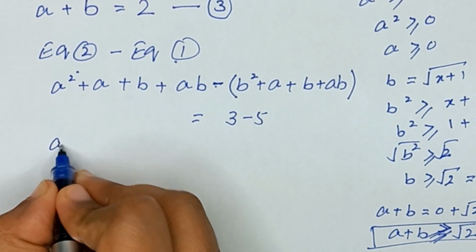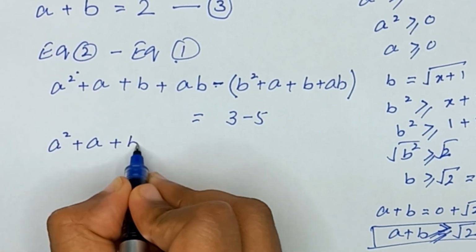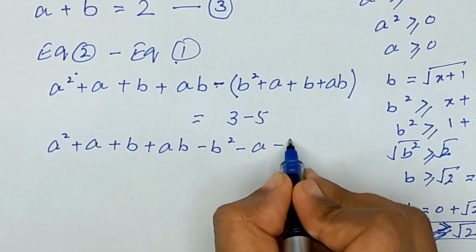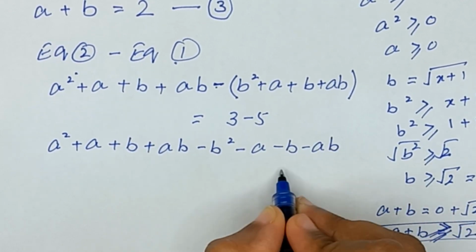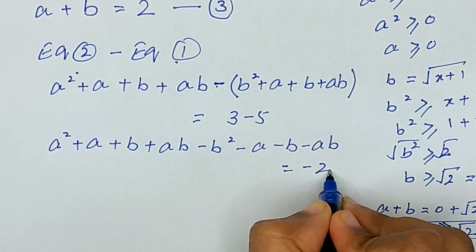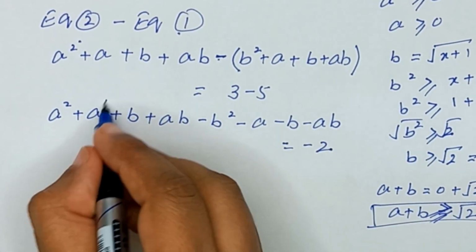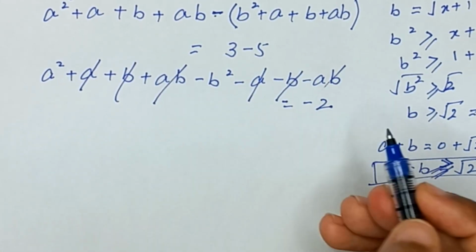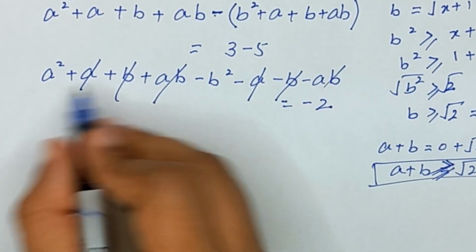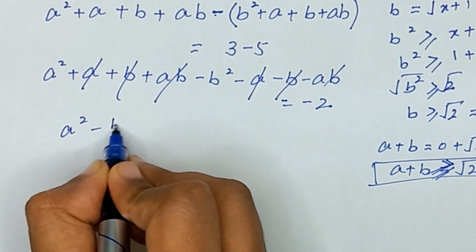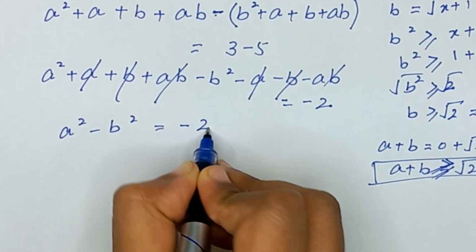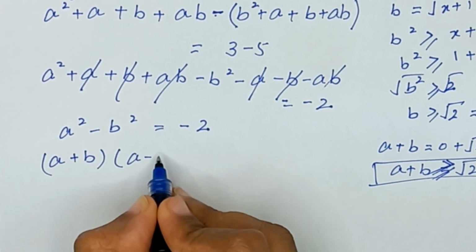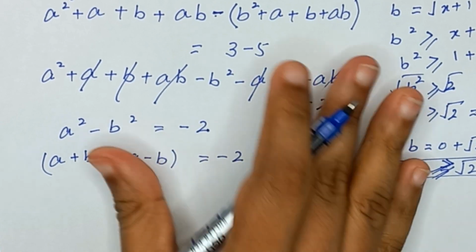So it will become a square plus a plus b plus ab minus b square minus a minus b minus ab, and it will be equal to minus 2. Now this positive a and negative a will be cancelled out, positive b and negative b, and similarly positive a and negative ab will be cancelled out. So we have here a square minus b square is equal to minus 2, and a square minus b square is (a plus b)(a minus b) is equal to minus 2.